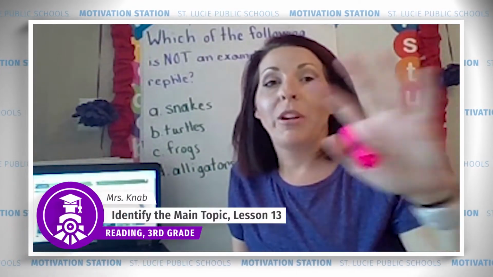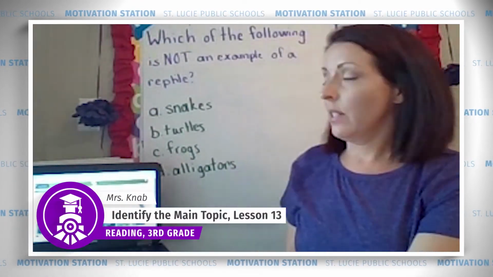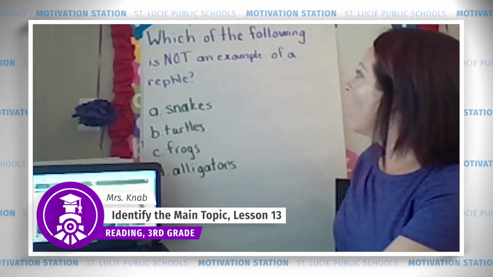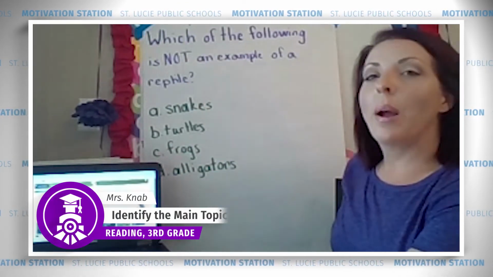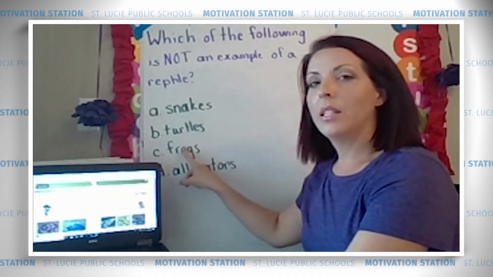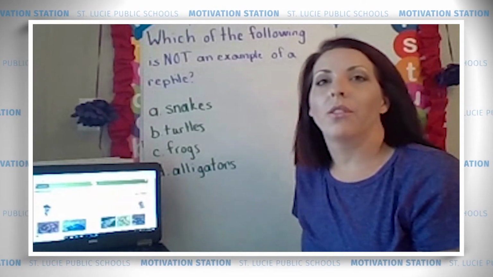All right, so today we're going to be focusing our question, and we're going to be using the RELAX strategy, and we're going to be looking at going back into the text to reference. So we want to make sure we read through the question and the answer choices. So let's look up here at our question. Which of the following is not an example of a reptile? A, snakes, B, turtles, C, frogs, or D, alligators?